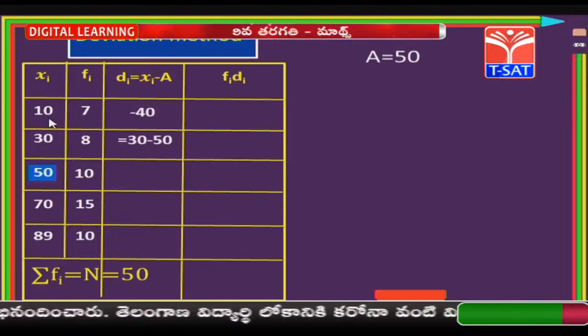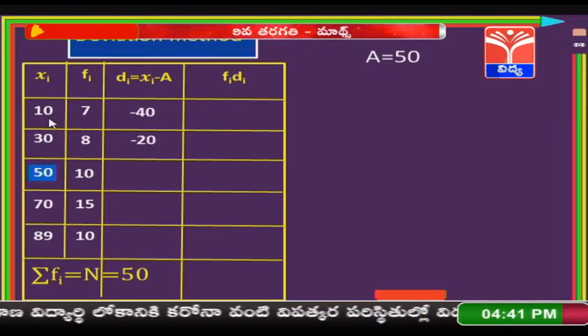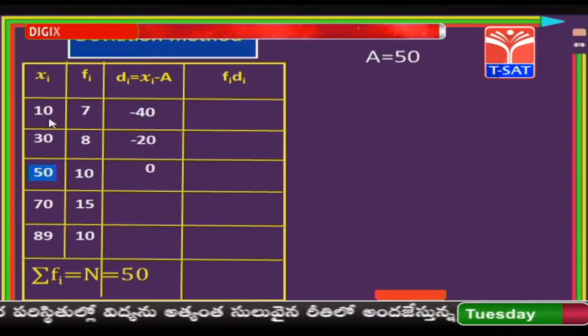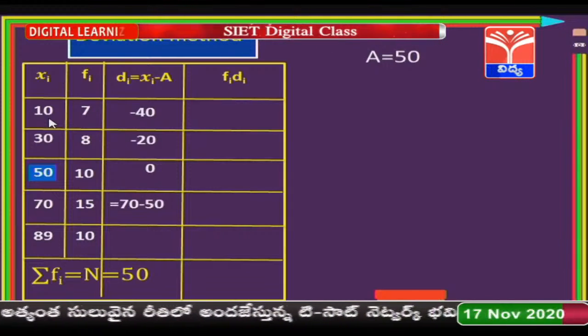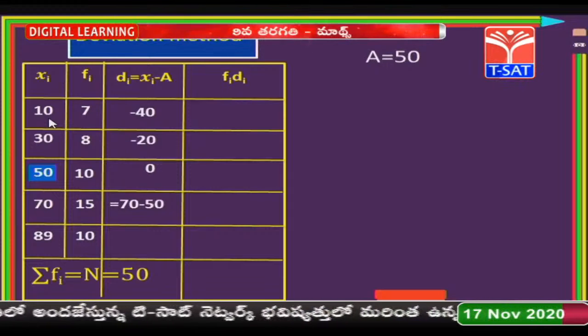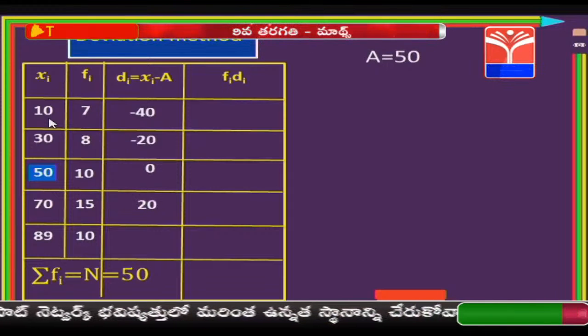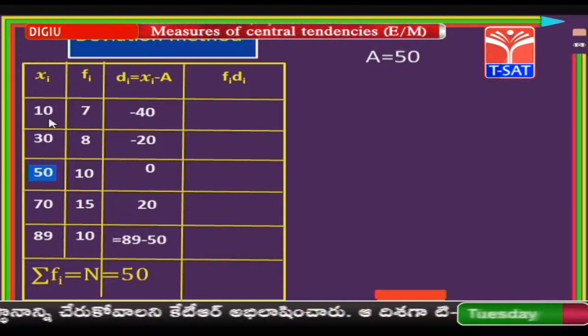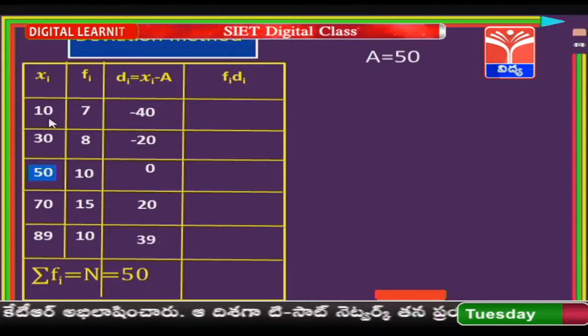Yes, it is minus 20. Now, what is 50 minus 50? Yes, it is going to be 0. And what is 70 minus 50? It is going to be 20. Next value is going to be 89 minus 50. So, 89 minus 50 is going to be 39, children.